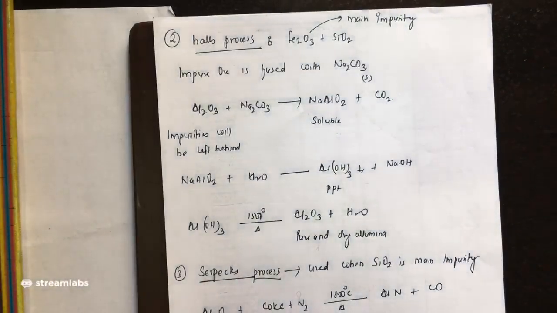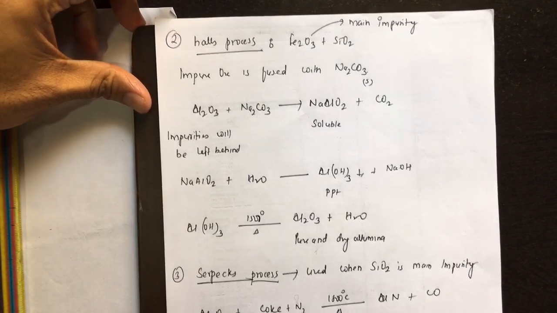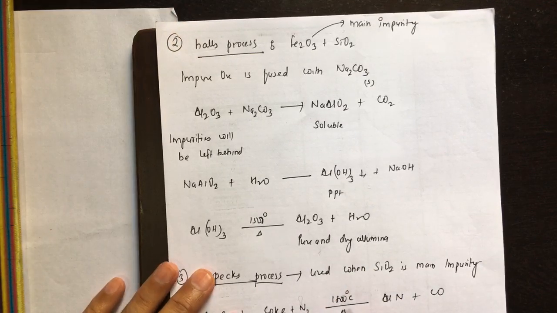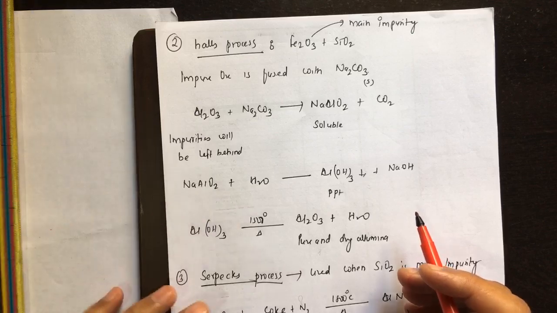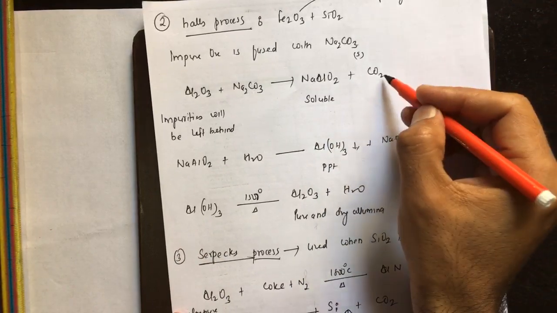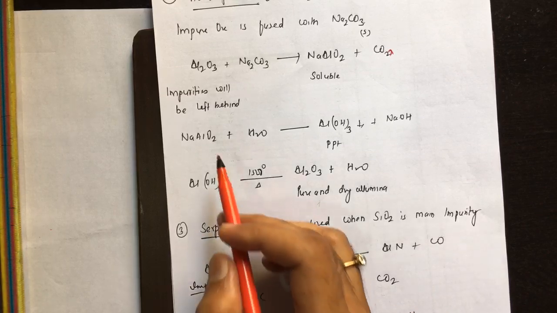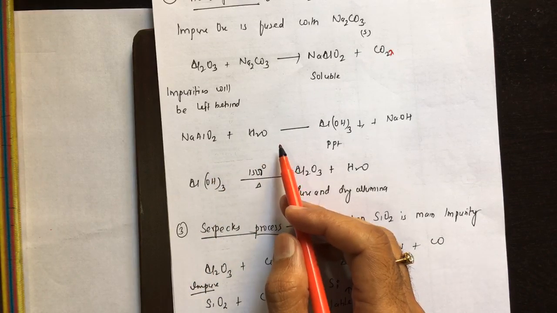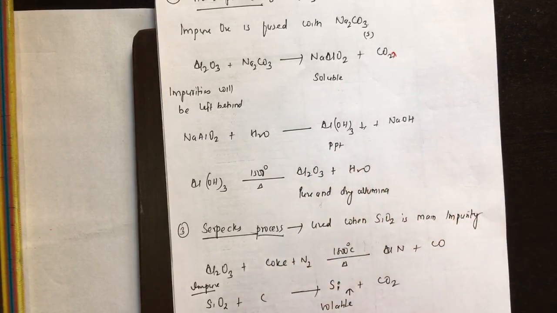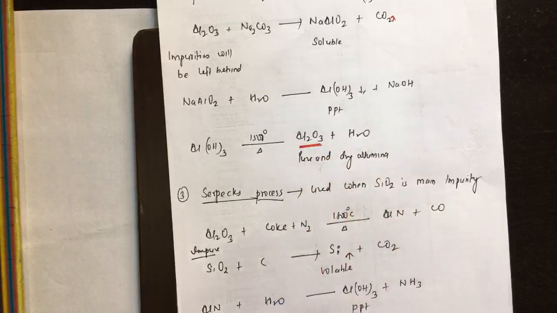Next, we have Hall's process. In Hall's process, we take Fe2O3 again as a main impurity, but the difference is that there we used NaOH, and here the ore is treated with sodium carbonate, meaning fusion is taking place. So you treat with sodium carbonate, sodium meta-aluminate is formed, and carbon dioxide gas is released. This is a soluble complex. Impurities are there. This sodium meta-aluminate you again hydrolyze with water to get aluminum hydroxide, same thing after that. Precipitate is done, and you heat the precipitate after filtration at 1500 degrees centigrade, and you get pure and dry alumina.